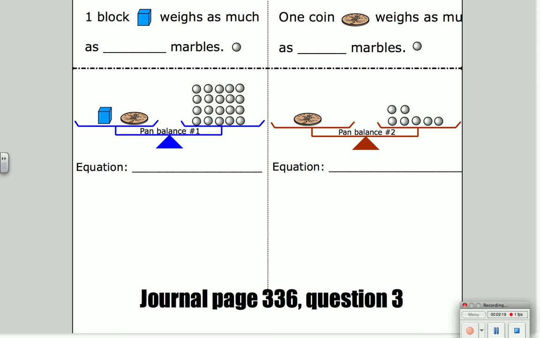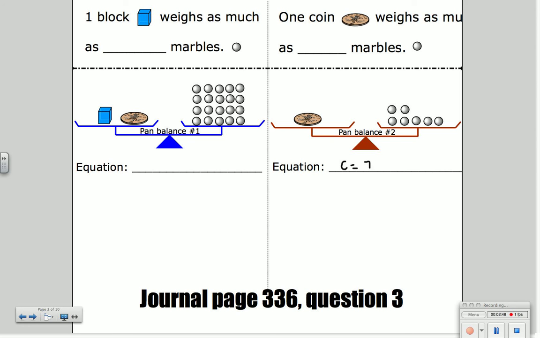Now, you're probably going to look at this and freak out and say, I have no clue how to even start this. What you have to do is first take a look at the balance that looks the easiest. In this problem, if I look at pan balance 1 versus pan balance number 2, I can see pan balance number 2 is a little bit easier. I see that one coin is the same as 1, 2, 3, 4, 5, 6, 7 marbles.